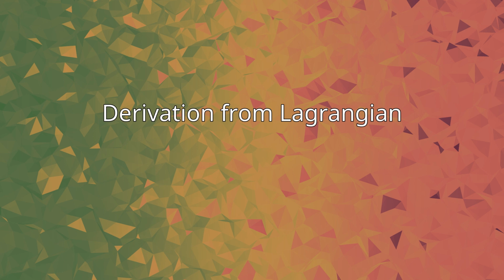4πGρ(x,t) = ∇²φ(x,t). See Lagrangian field theory for details.